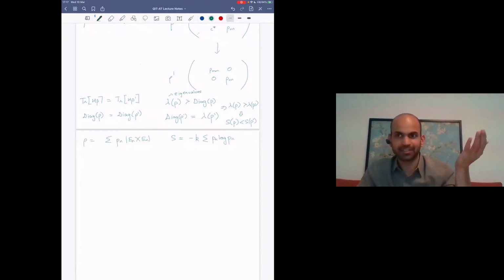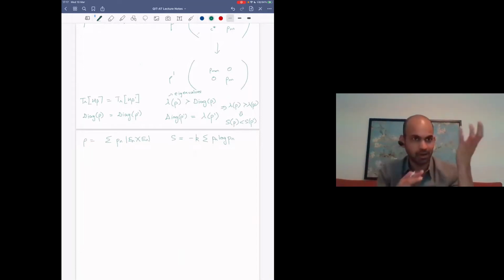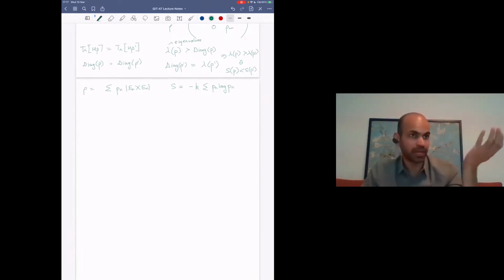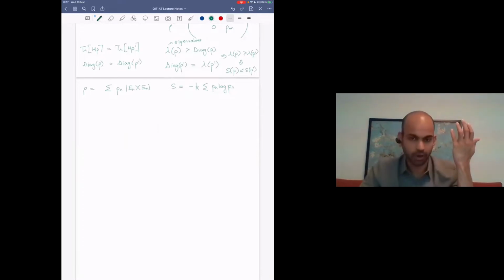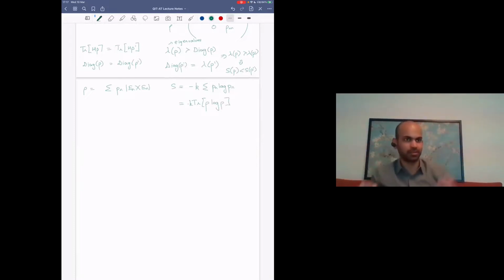Sorry, I forgot to say at the beginning of the lecture, what I'm going to do is link the Shannon or von Neumann entropy, which comes from information theory, to the concept of thermodynamic entropy, which is the differential of heat. But right now I'm working with the Shannon entropy. By entropy here, I mean the von Neumann entropy of the density matrix, defined as the Shannon entropy of the eigenvalues. This is also the same as minus K trace of rho log rho, written in terms of the matrix logarithm.